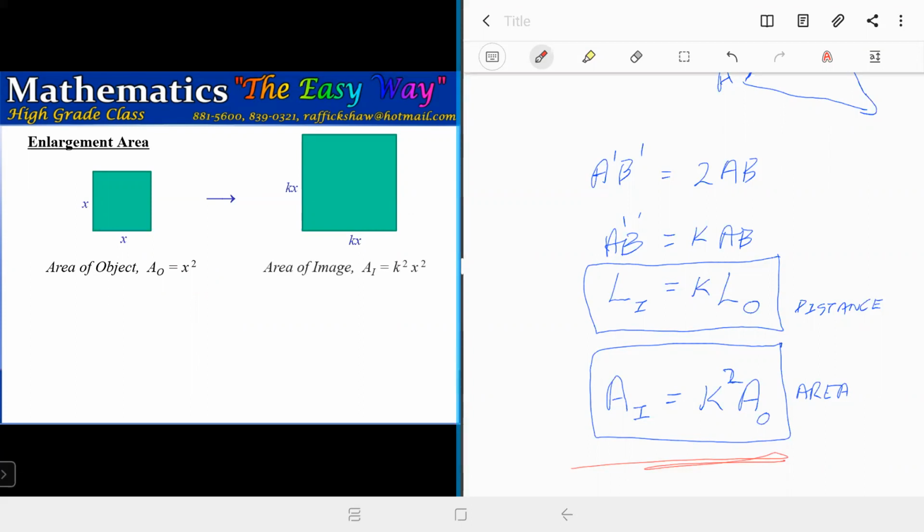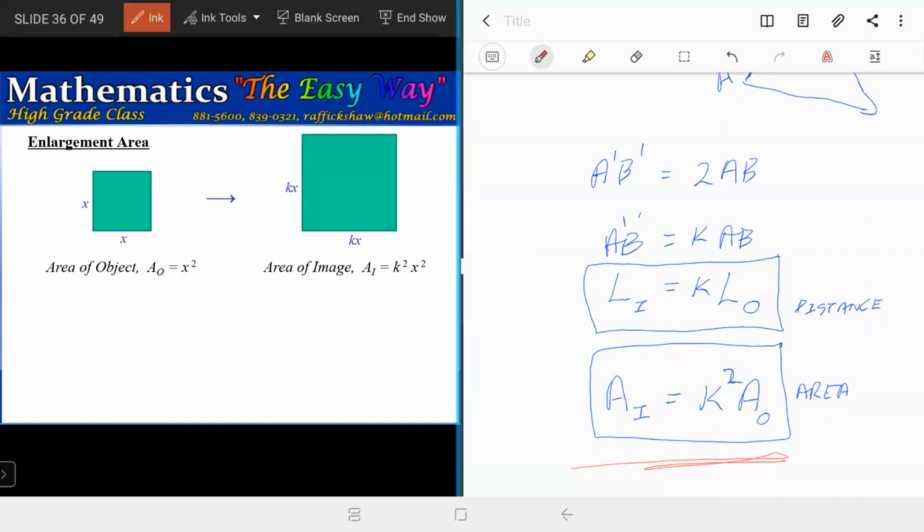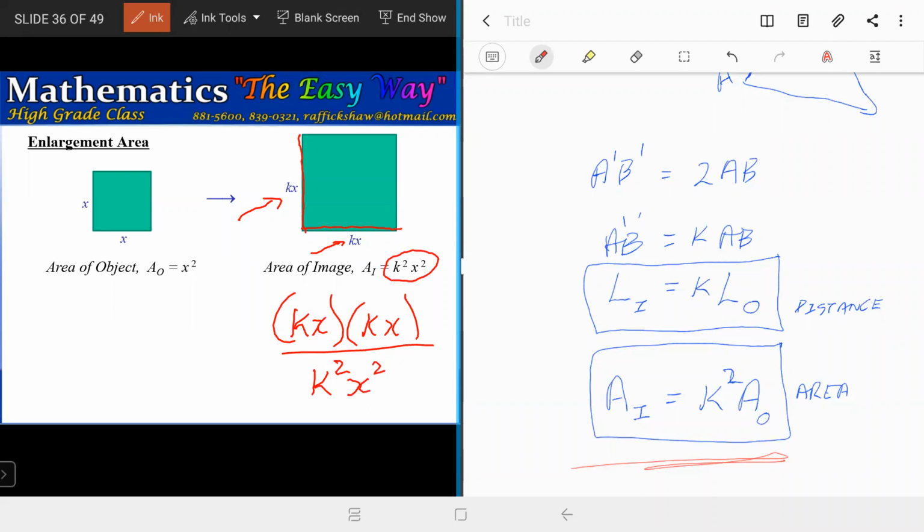how do we get the area of the image to be that? It will be kx, that is this kx up here, times kx, which is this kx down here. So it's this kx times this kx. That's what we have here. So now that gives you k times k is k squared, and x times x is x squared. That's how we get that to be the area of the image.